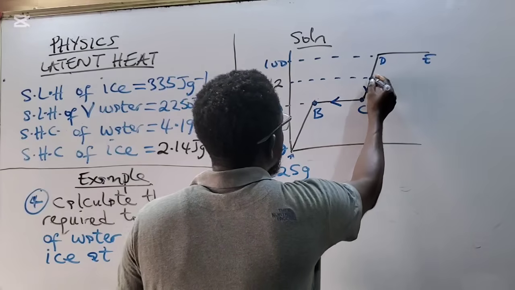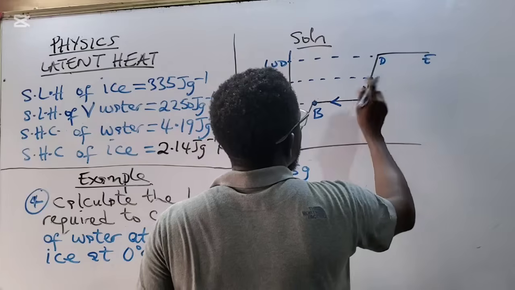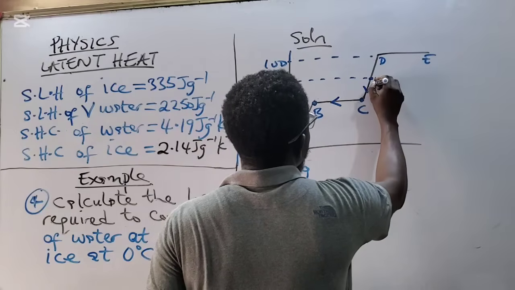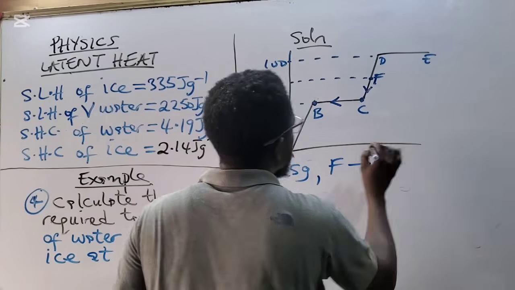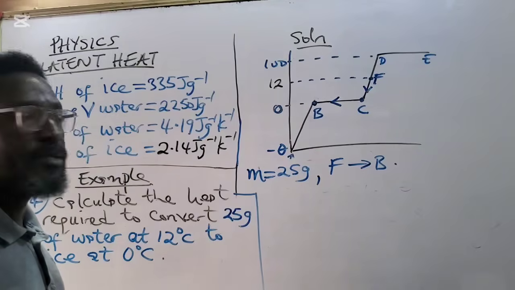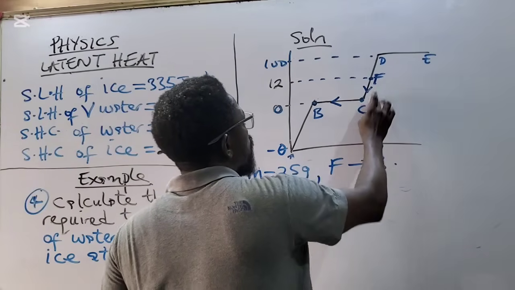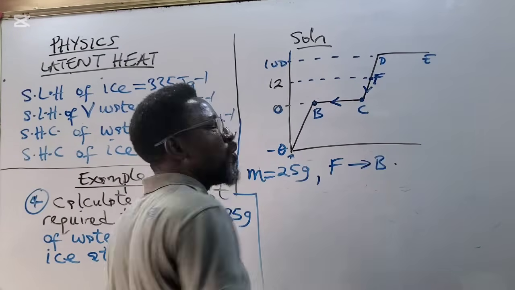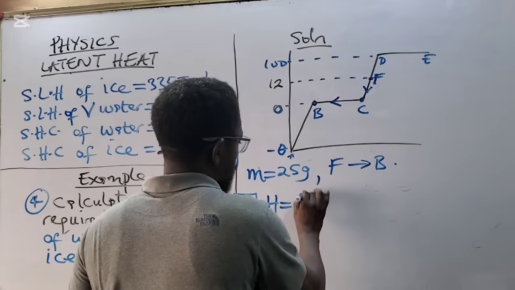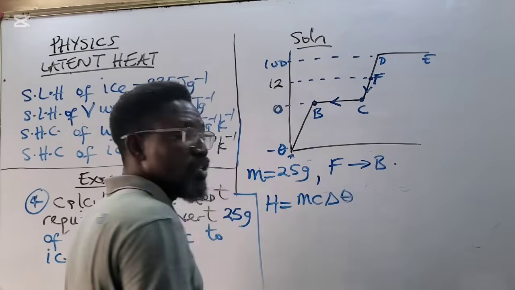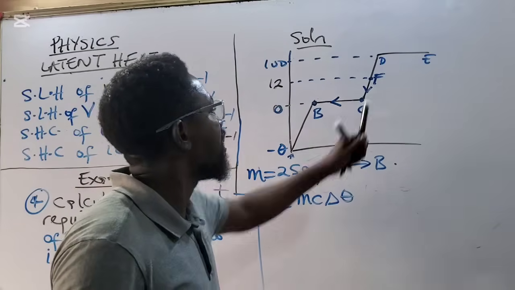Now moving from up here to this particular point, let's call this point F now. So I'm moving from F to D. Again, to move from F to C, there's going to be a change in temperature. So I'll get MC change in theta. We are converting the water at 12 degrees C to ice at 0.